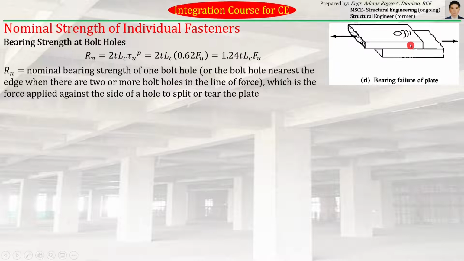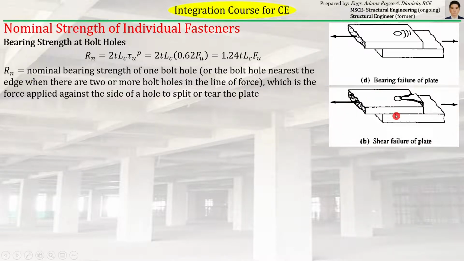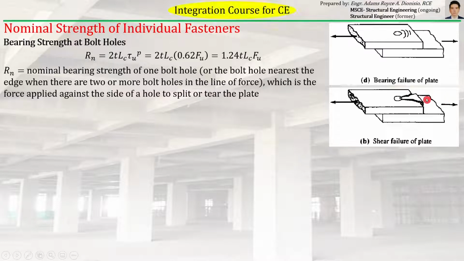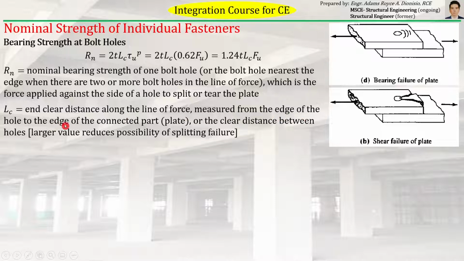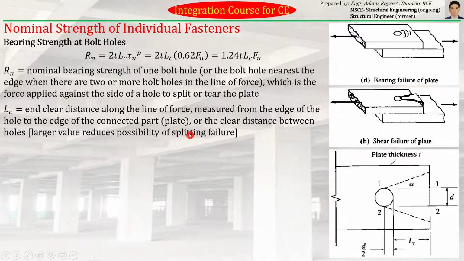So ito yan, yung force na nag-act dito sa bolt hole na yan. Yan yung Rn natin, nominal bearing strength. So yung ginagawa ng nominal bearing strength na yan is trying to prevent tearing or splitting like this one, diba, itong failure. It tries to prevent that kind of failure, which is actually a shear failure. Yung LC natin is the end clear distance along the line of force measured from the edge of the hole to the edge of the connected part or the plate, or the clear distance between the holes. Larger value reduces possibility of splitting failure.